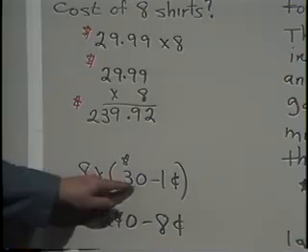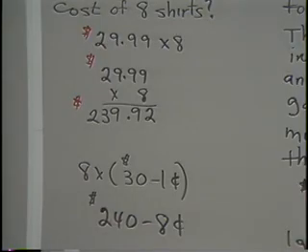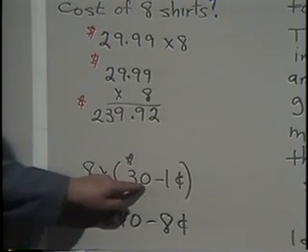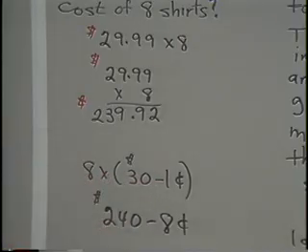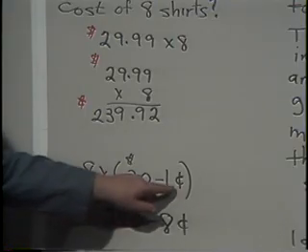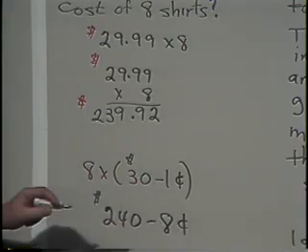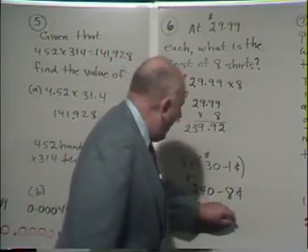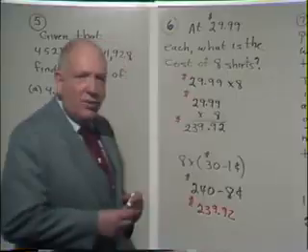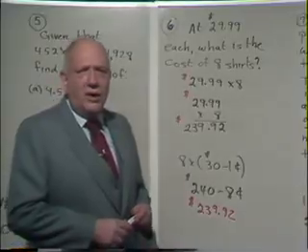Isn't $29.99 the same as $30 minus a penny? So what we do is multiply the 8 by the 30. 8 times $30 is $240. Then what do we do? Subtract 1 cent 8 times. And that gives you what? $239.92 right away. Do you have to be clever and do the problem this way? No. You can do it the other way.